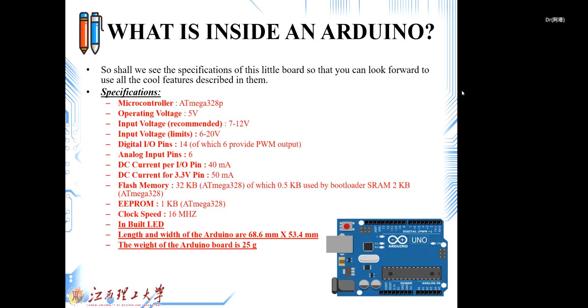Length and width of the Arduino Uno, it's not important, but maybe for the persons who have the limitation for the size, they can see. And even the weight is 25 grams.